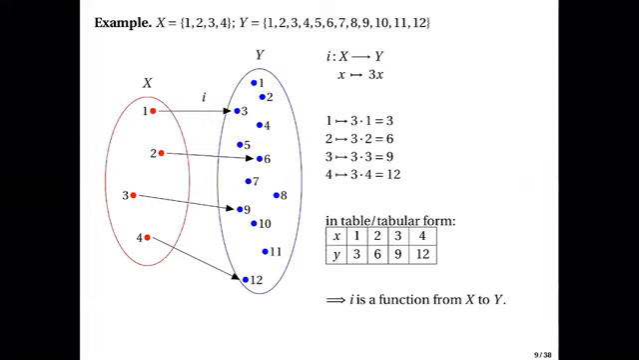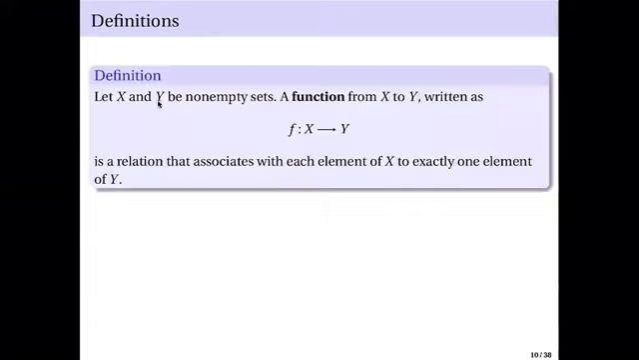So, let us formalize the definition. Let X and Y be non-empty sets. A function from X to Y, and we write the function, say, if we name the function F, we write F colon X right arrow Y. So this is a relation that associates each element of X to exactly one element of Y. So a function is a relation that associates each element of your X here to exactly one element of Y.